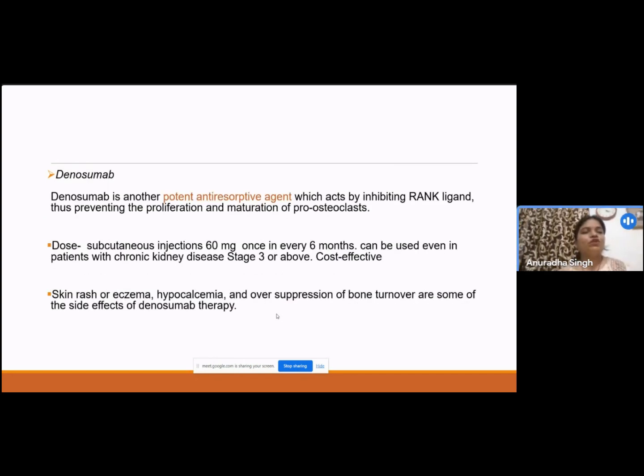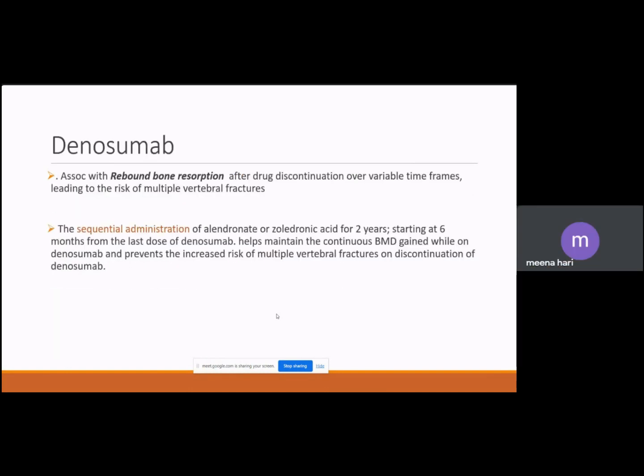Now, a word about denosumab, which is an anti-resorptive agent, is essential because it is a potent anti-resorptive; it acts by inhibiting certain receptors on the osteoclast. The dose is 60 milligram subcutaneous injection once in 6 months and can be used even in patients with chronic kidney disease. The side effects are skin rash, eczema or hypocalcemia, and oversuppression of the bone turnover is seen. So this is an important side effect while you are prescribing denosumab: it is associated with rebound bone resorption.